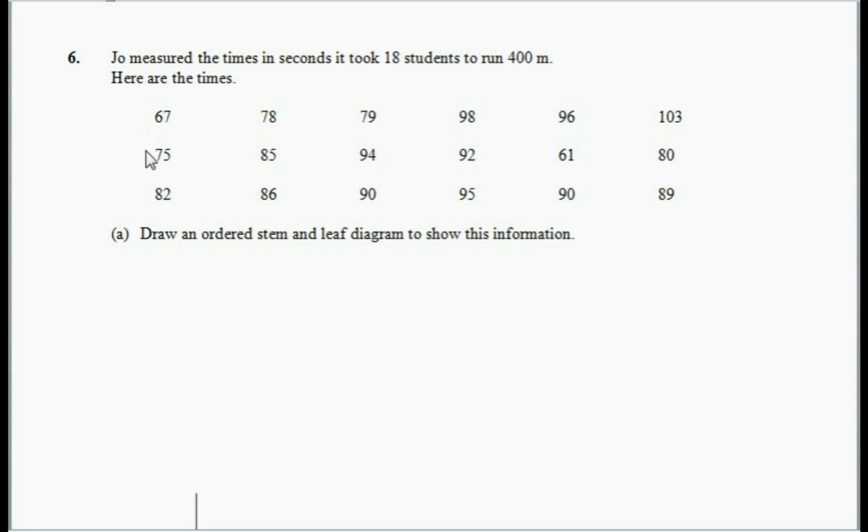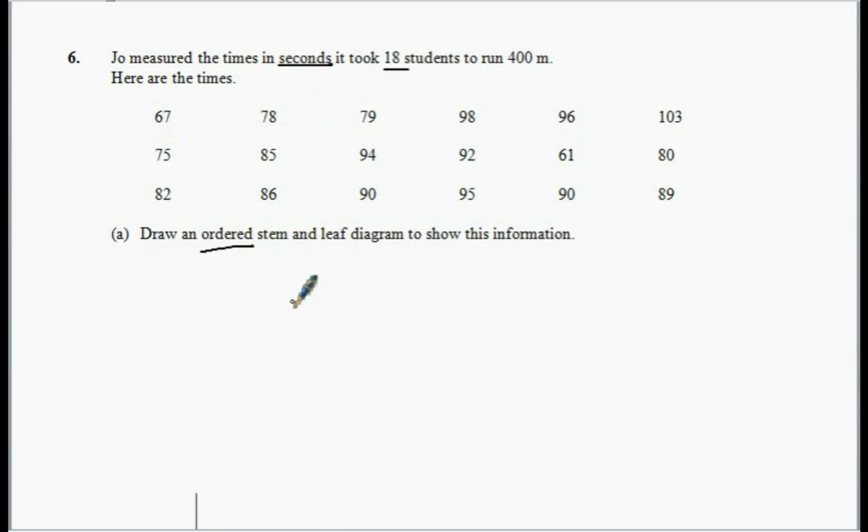Let's look at question 6 now. John measured the times in seconds it took 18 students to run 400 meters. Here are the times, and there are 18 numbers here. We need to draw an ordered stem and leaf diagram to show this information.